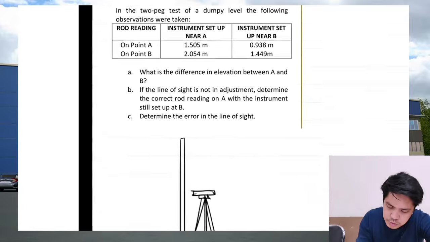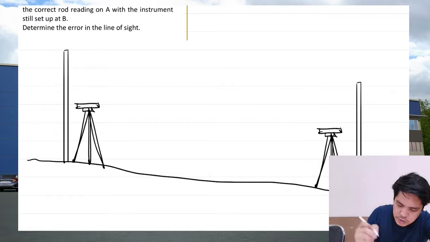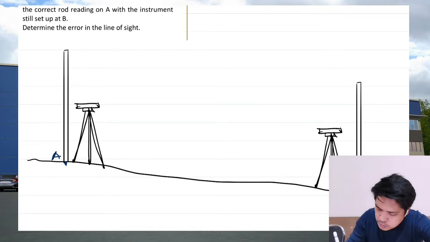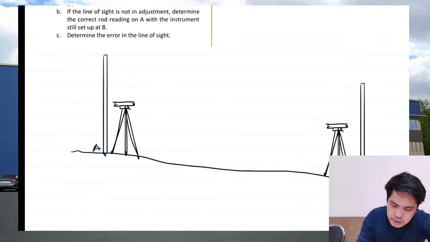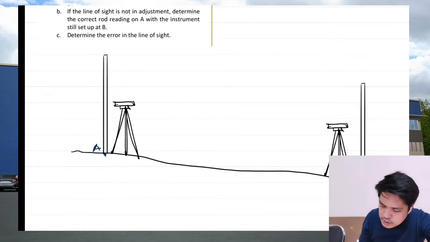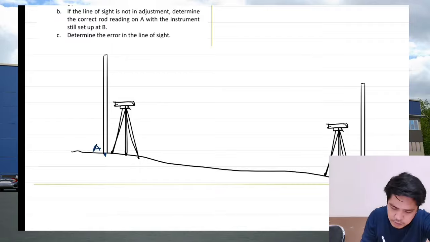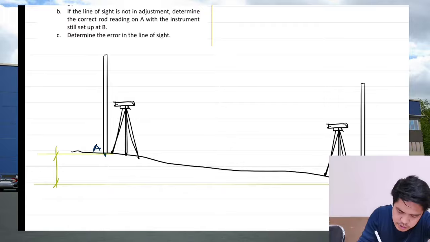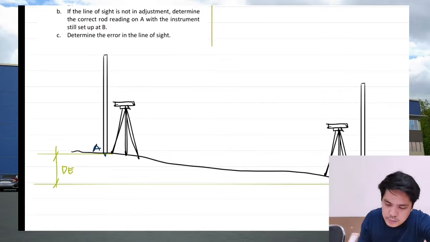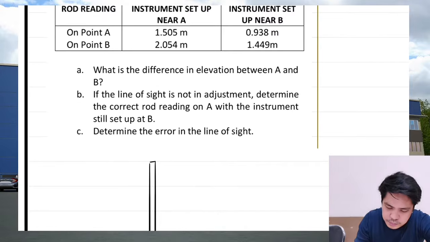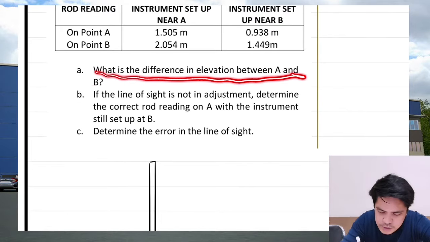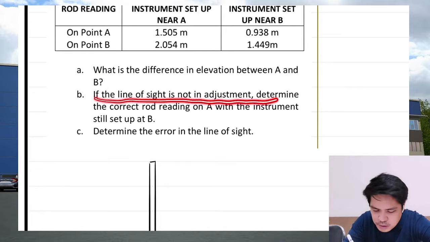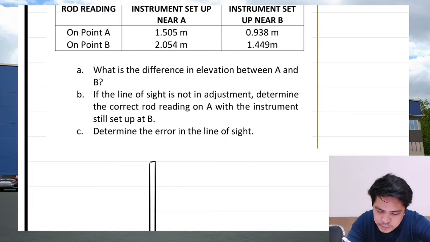To illustrate that, we have 2 points with a difference in elevation. Let's take this as point A, and this point is point B. The difference in elevation is this distance, from that level to this level. Now, the question in this problem is: what is the difference in elevation between A and B? And if the line of sight is not in adjustment, determine the correct rod reading on A with the instrument still set up at B, and then determine the error in the line of sight.